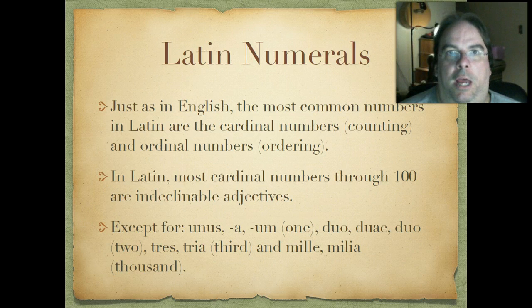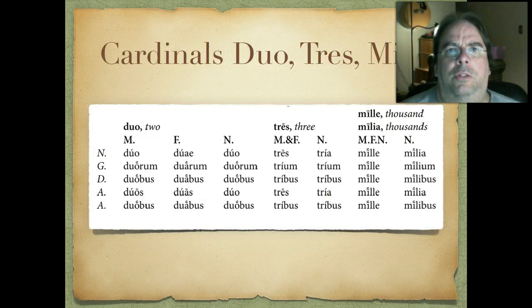1, 2, 3, and 1,000 are slightly different. So those will decline. So let's take a look at them, because it's easier just to look at a chart of them. So 2: duo, duae, duo. And you might notice it only has plural forms. So it makes sense, you can't have a singular of 2. So for duo, you have duo, duae, duo, duorum, duarum, duorum, duobus, duabus, duobus, duos, duas, duo, and then duobus, duabus, duobus. So a little irregular, but fairly easy to memorize. So just keep in mind, 2 declines.